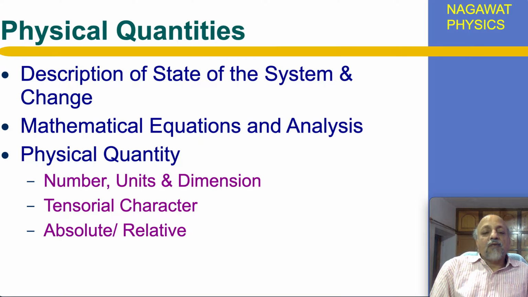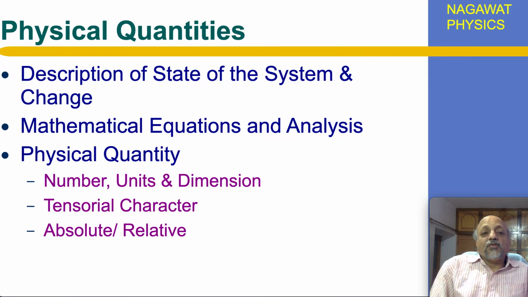discussion I have pointed out that a physical quantity has an associated number or value, an associated unit, and it has some dimensions which we will be defining, and it has tensorial character, and also it becomes important because a few physical quantities can be specified without any reference to a frame of reference. So those quantities are called absolute, and other quantities, in fact not few, which can be specified in reference to a frame of reference are called relative.